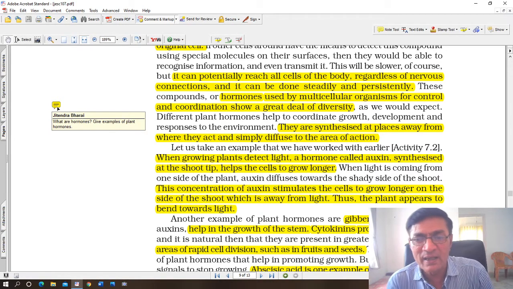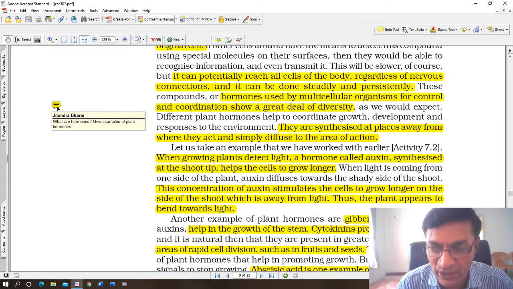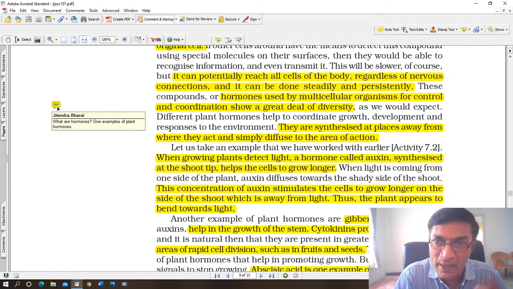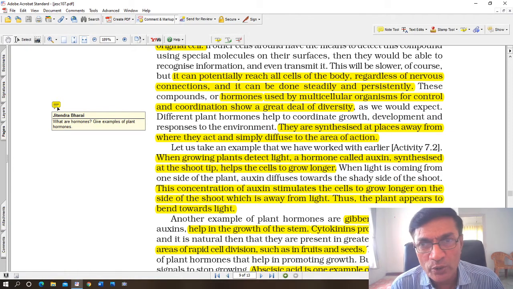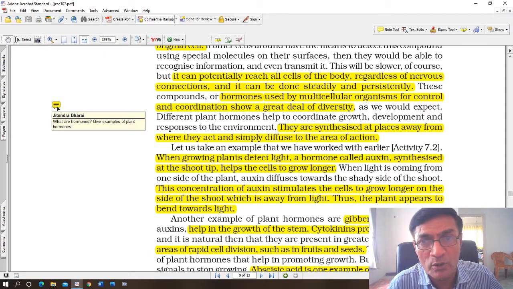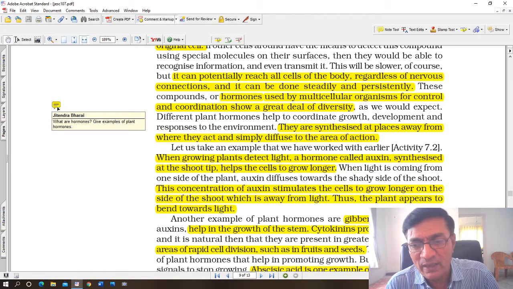Another example of plant hormones are gibberellins, which, like auxins, help in the growth of the stem. It makes the stem longer. Cytokinins promote cell division. Without cytokinins, cell division would not take place and growth would not take place. And it is natural then that they are present in greater concentration in areas of rapid cell division such as in fruits and seeds. Cell division fruits and seeds में होता है.